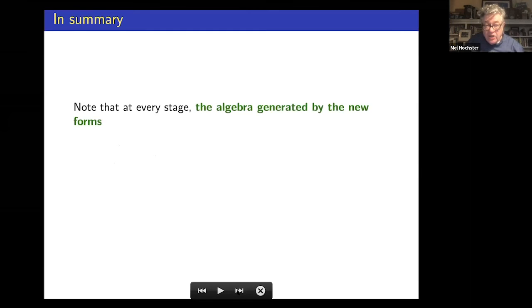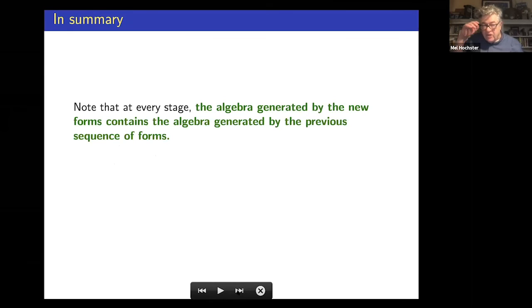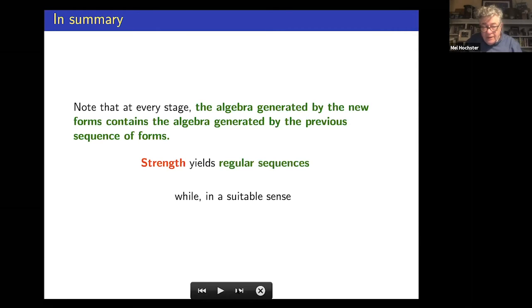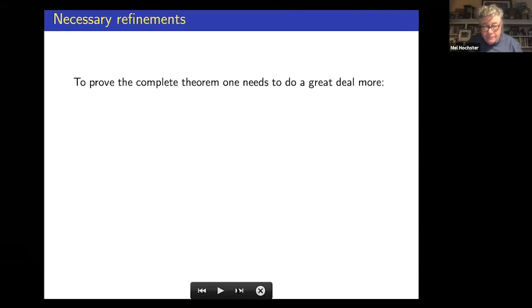So at every stage, the algebra generated by the new forms contains the algebra generated by the previous sequence of forms. So you are capturing the original forms. So strength yields regular sequences, while in a suitable sense, collapse allows one to decrease the degrees, at least one of the worst ones. And this is enough to get a recursion going in general.